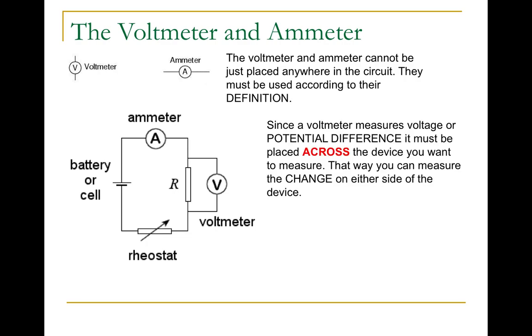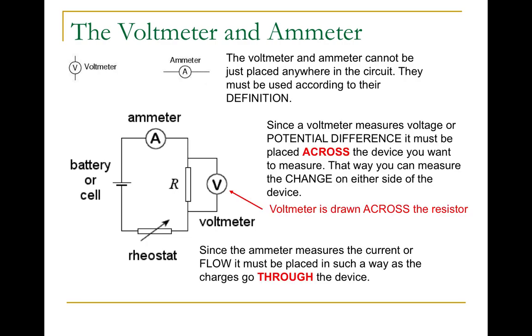A voltmeter and ammeter, just as I talked about here, cannot just be placed anywhere. The ammeter should be placed very specifically depending on what type of circuit you're building and where you want to measure the current. The voltmeter measures the voltage or the potential difference, so it's placed across the device you want to measure, so you can measure the change of that potential.